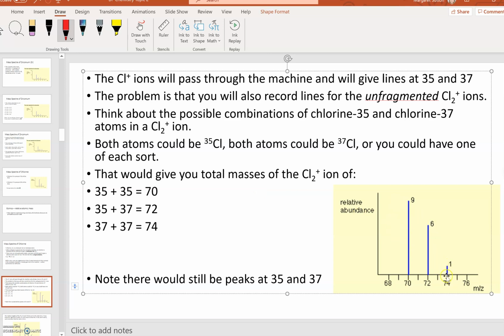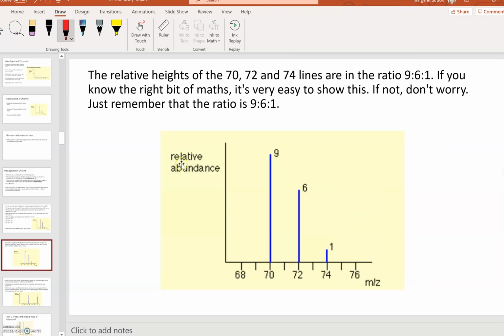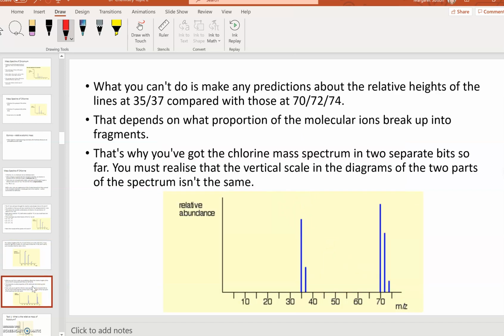You'll notice that the peak at 74 is the least common, and that's because isotope 37 is not as abundant. And you'll see the 35 and 35 is present here. You can see it's 70 and it's more abundant. Cool. So the ratio that is produced with these is 9:6:1, but you don't actually have to memorize this. I know I've just said remember the ratio is 9:6:1, but this is a bit beyond where we're at, but I just thought it was quite interesting to show you.